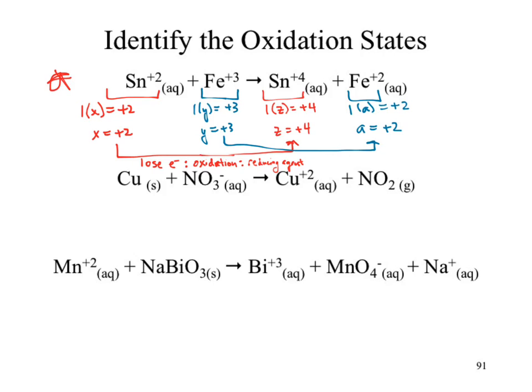Okay. To be reduced, what happened? I had to gain electrons. If I was reduced, what kind of agent was I? An oxidizing agent. Make sense?